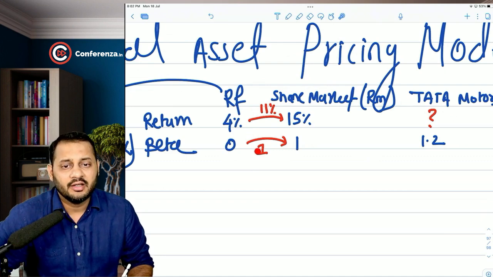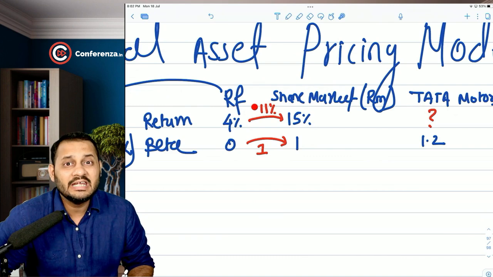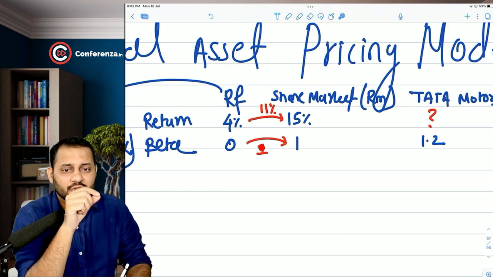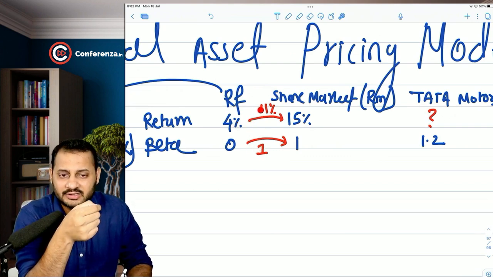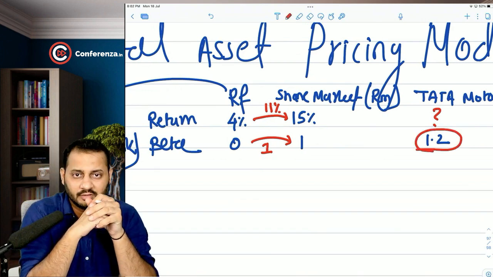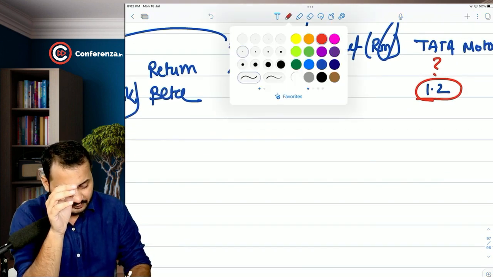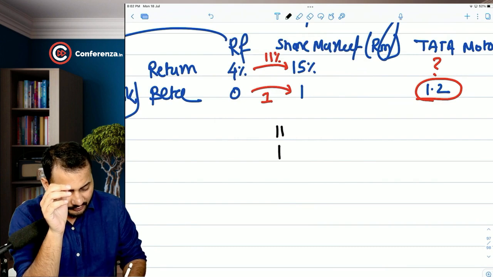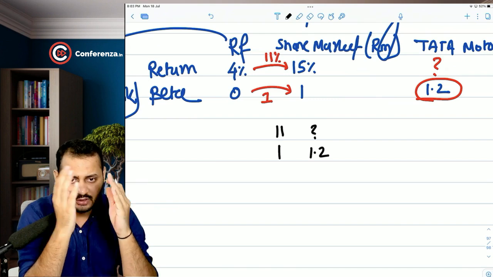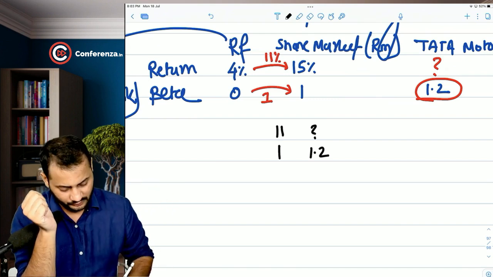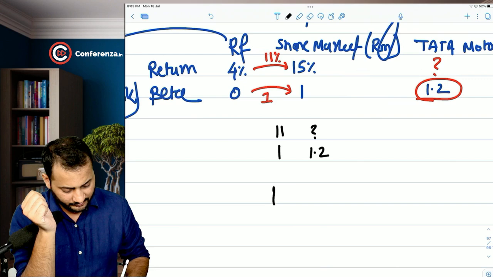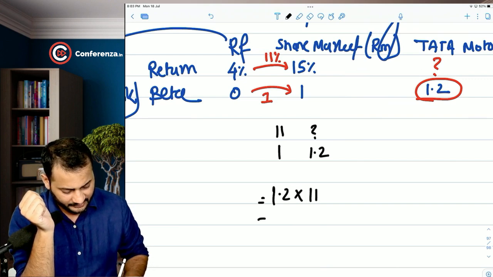Now, if you are getting 11% as a premium, it is a premium that you are getting over 4%. So for 1 unit of risk, if 11% is the premium, then how much is the premium for 1.2 units of risk? Am I right? So let's start with that. 11% for 1, then how much for 1.2? Let's do the cross multiplication. 11 multiplied by 1.2. So the extra return that we need is 1.2 multiplied by 11. This is just the extra return.